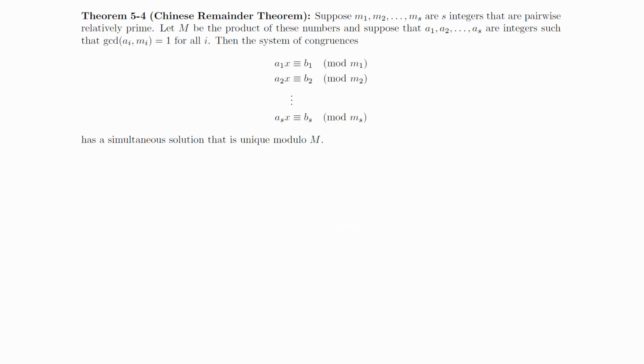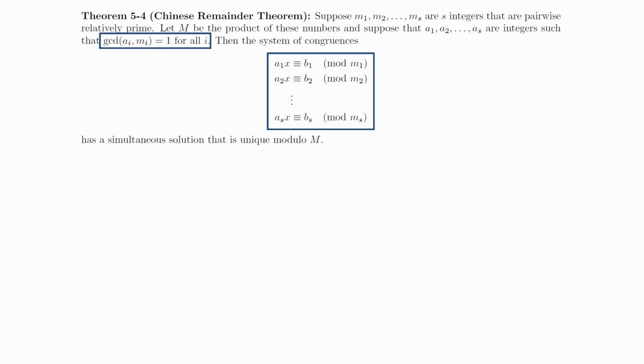Theorem. Suppose m1, m2 up to ms are s integers that are pairwise relatively prime. Let capital M be the product of these numbers, and suppose that a1, a2 up to as are integers such that the GCD of ai and mi is 1 for all i. Then this system of congruences has a simultaneous solution that is unique modulo M. We say that a set of numbers is pairwise relatively prime if the GCD of any two of them is equal to 1.